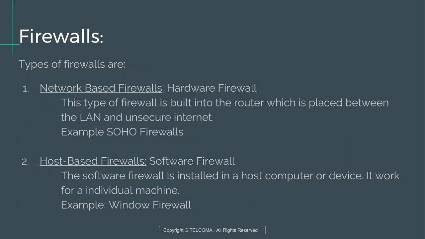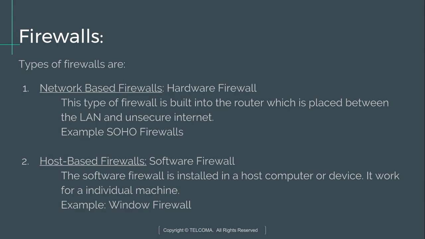Next we are going to discuss the types of firewalls. There are two types: network-based firewalls and host-based firewalls. Network-based firewalls are hardware firewalls. These firewalls are built into the router or the hardware, and are placed between the LAN (local area network) and the unsecure network, that is the internet. An example of a network-based firewall is the SOHO firewall, that is, small office home office firewalls.